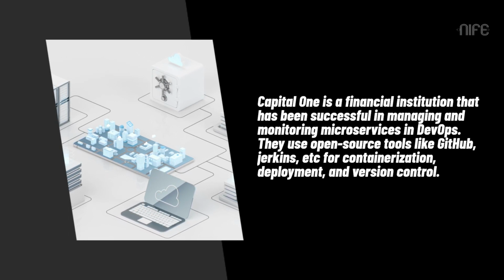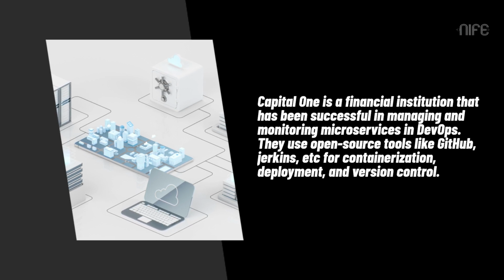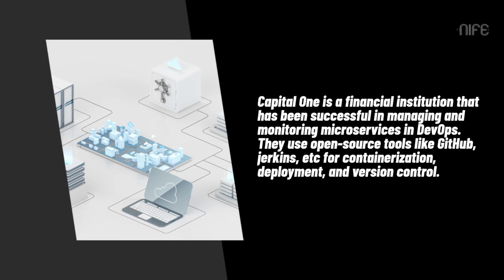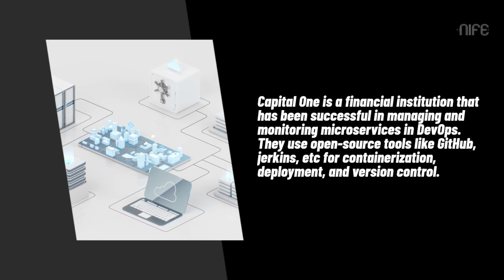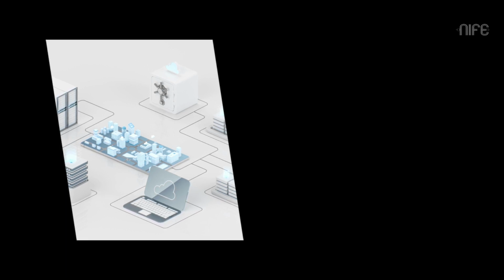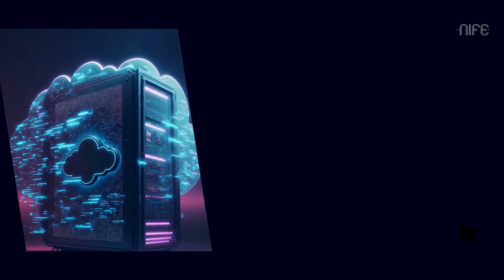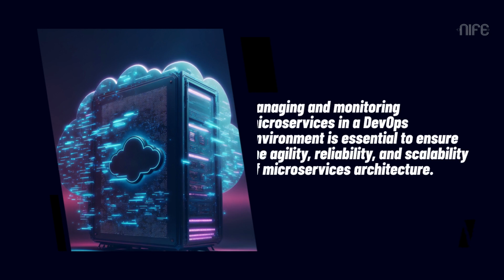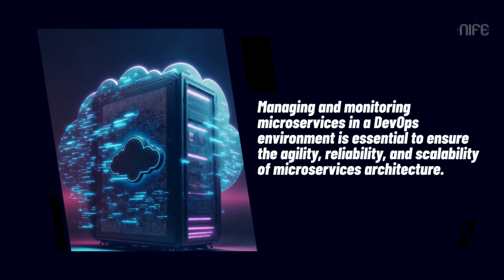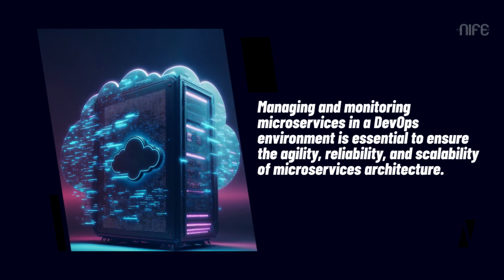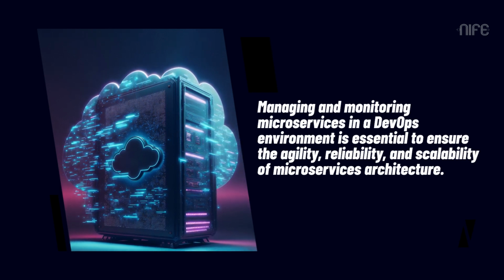Capital One is a financial institution that has been successful in managing and monitoring microservices in DevOps. They use open-source tools like GitHub, Jenkins, etc. for containerization, deployment, and version control. Managing and monitoring microservices in a DevOps environment is essential to ensure the agility, reliability, and scalability of microservices architecture.